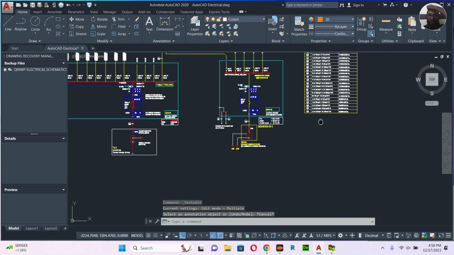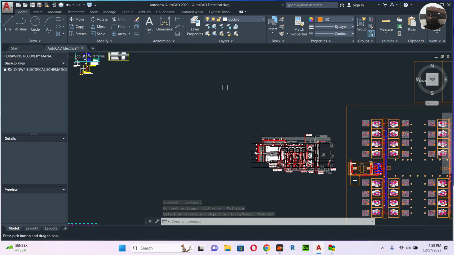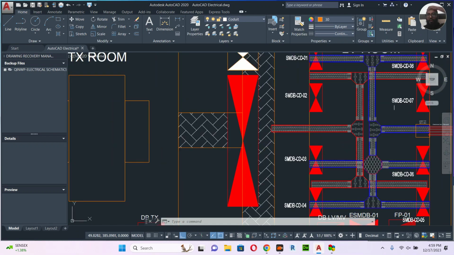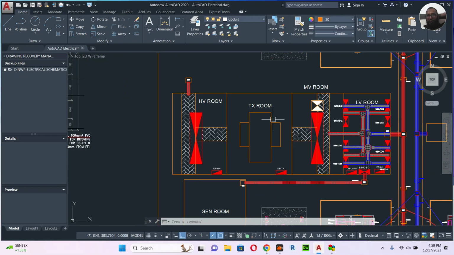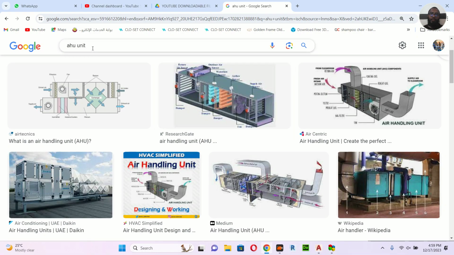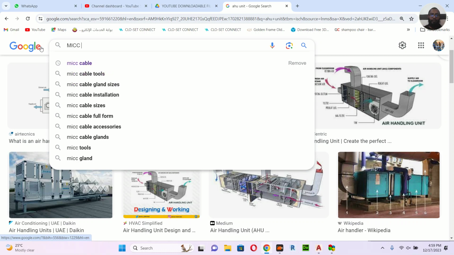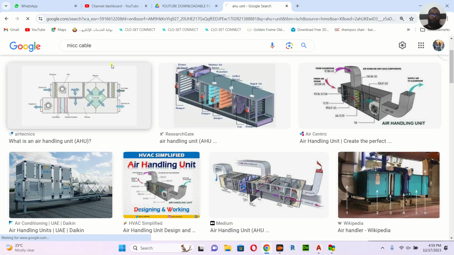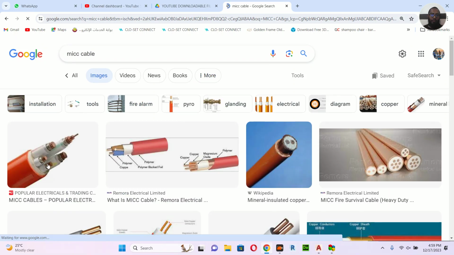Okay, another thing I have to tell you, in the substation there will be sockets in the LV room, there will be sockets in the MV room and transformer room, even the HV room, for service purposes. So this light and this socket cannot be done in regular cable, especially in Qatar, not other countries, I don't know. Especially in Qatar, it will not be regular cable. You have to use MICC cable. It's a metallic insulated cable, something like this.